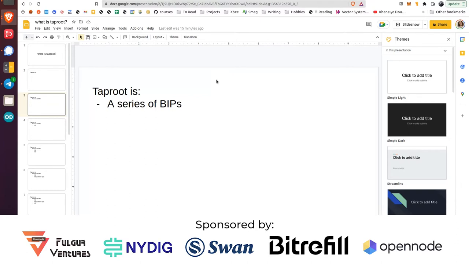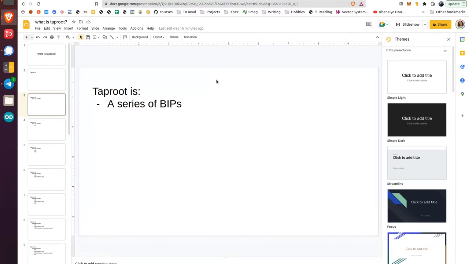So for Taproot, there's actually... Does anyone know how many BIPs there are? Someone says three. That's not the right answer. Four. Someone's going two. Okay, how many people think it's two BIPs? How many people think it's three BIPs, which I already said is the wrong answer? How many think it's four? How many think it's not four or two or three? Okay, it's actually, by my count, four. So, yeah.